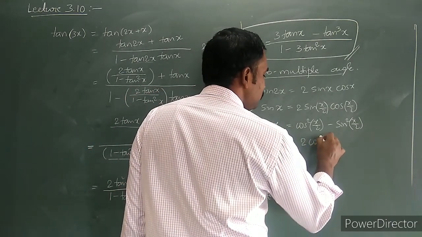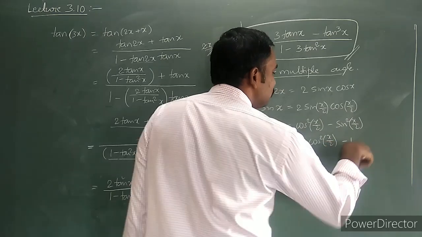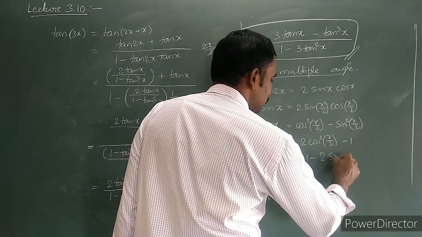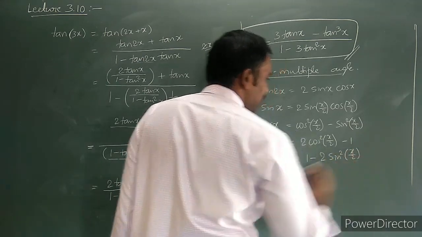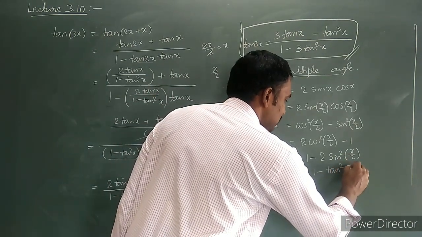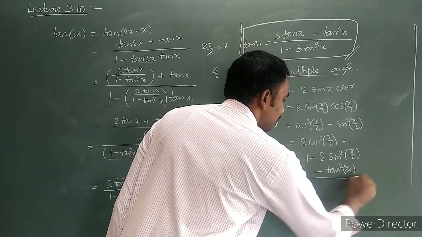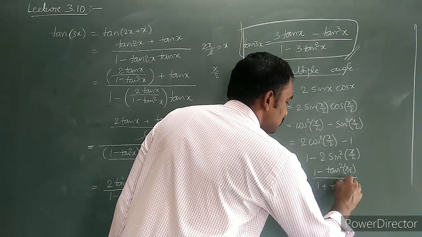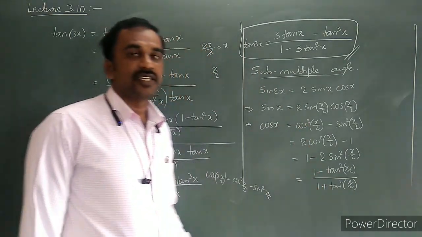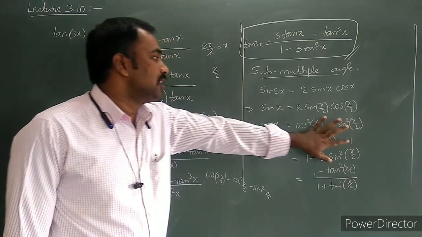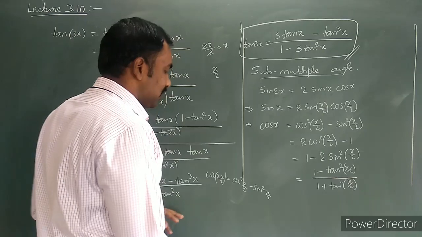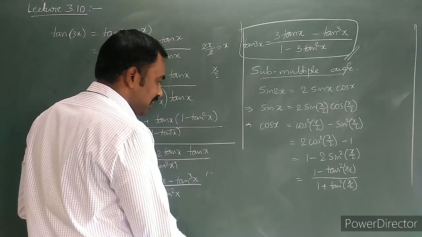So now the remaining values I am just going to write directly. In terms of cos it is 2 cos square of x by 2 minus 1. In terms of sin it is 1 minus 2 sin square of x by 2. In terms of tan it is 1 minus tan square of x by 2 divided by 1 plus tan square of x by 2. These are the half angle formulas for the cos of x. No need to remember these. If you know the multiple angle cos of 2x value, we can easily get these results. No need to worry.